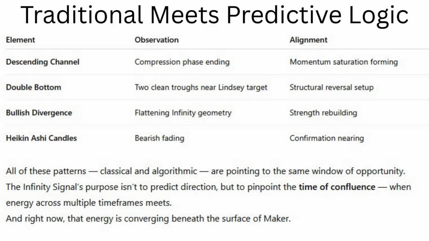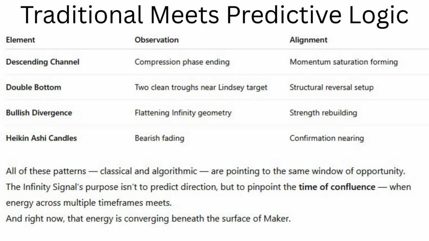Before we wrap up, let's take a moment to look at how the traditional chart patterns and the infinity signal align with one another. When you combine classical market geometry with AI-driven momentum forecasting, you start to see how both approaches are describing the same underlying rhythm, just from different perspectives. Here's a quick summary of that alignment. Now we can see it clearly.